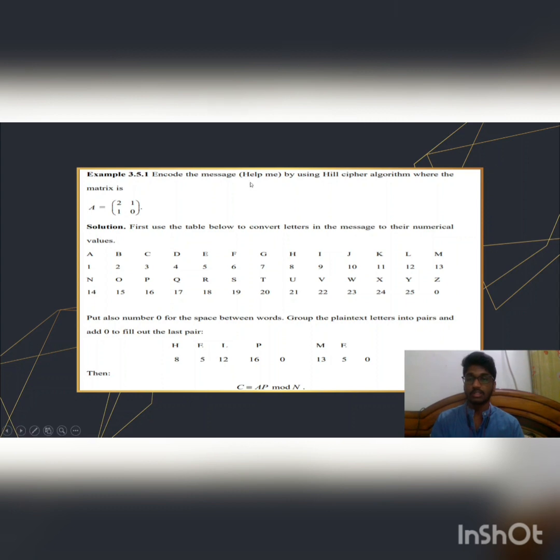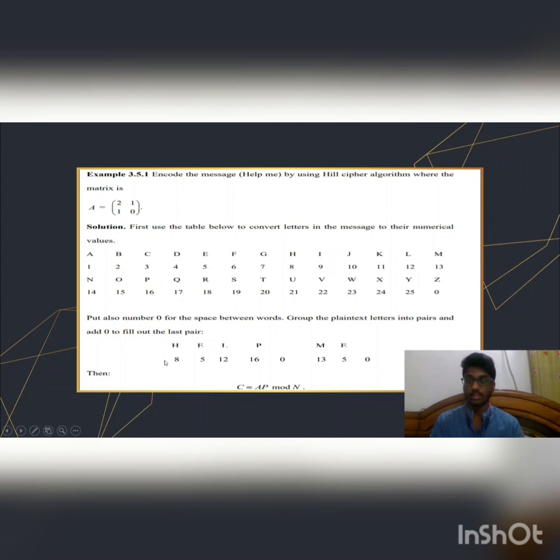As you can see, the question is to encode the message "help me" using the Hill cipher algorithm, and the given matrix A is this. So first we convert the alphabets present in "help me" into numerical values with the help of this table. Based on this, H gets the number 8, E gets the number 5, L gets the number 12, as you can see here, and P gets the number 16. Wherever there is a blank space, we put a 0. For M it is 13, and for E it is 5. This is the method we should use.